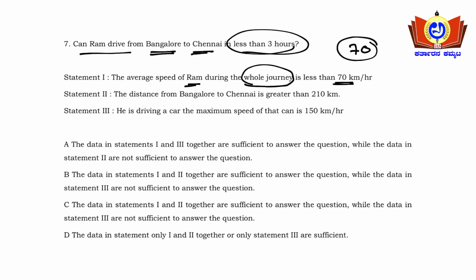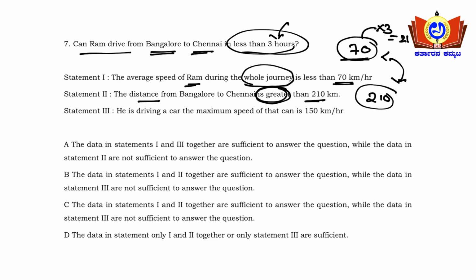Statement 2, the distance from Bangalore to Chennai is greater than, this is important here, greater than 210 kilometers. From statements 1 and 2 we can tell that if his maximum speed is 70 kilometers per hour, and for less than 3 hours, for 3 hours if he is driving, 7 3s are 21, so maximum he will be driving 210 kilometers. But statement 2 is telling that the distance from Bangalore to Chennai is greater than 210 kilometers here.